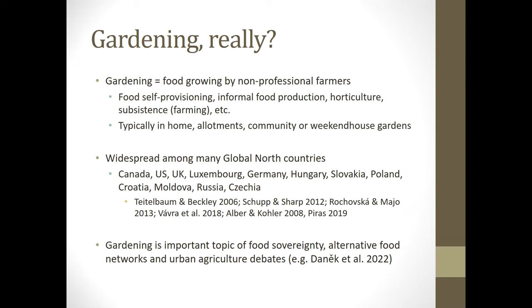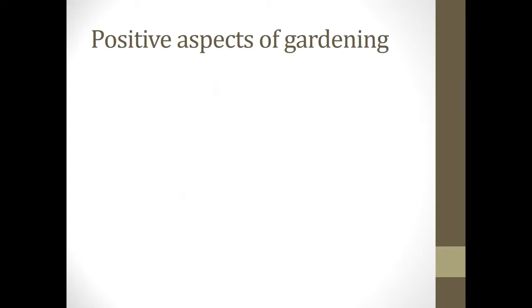various academic debates. It could be used in debates about food sovereignty, not only food sufficiency, but also food sovereignty, our right to choose our own food, in the debate about alternative food networks and the sustainability of food systems, in a very hot topic of urban agriculture. So gardening is a part of food systems almost all around the world, and could be seen, analyzed and debated in very different ways.